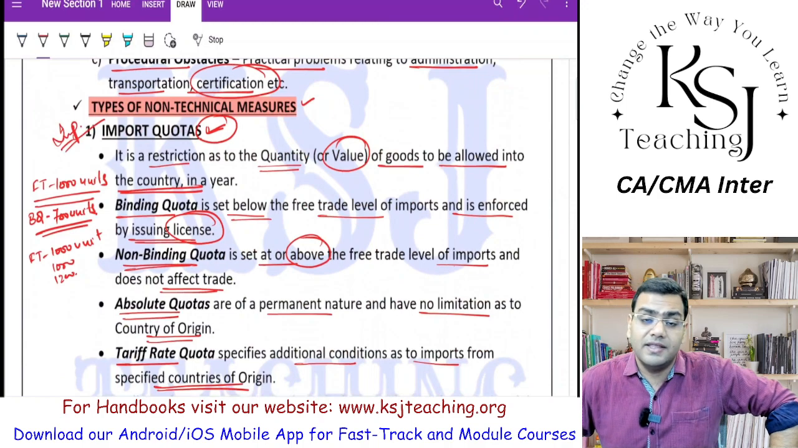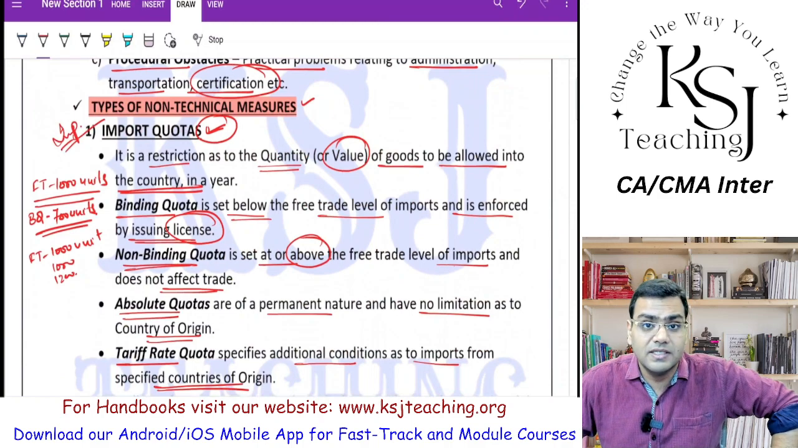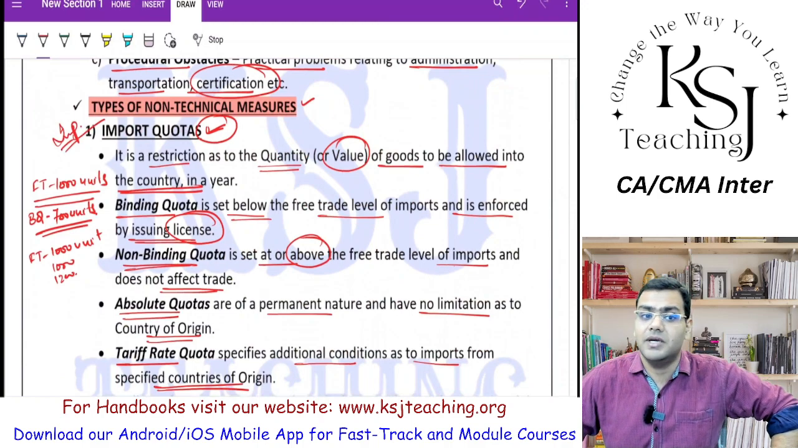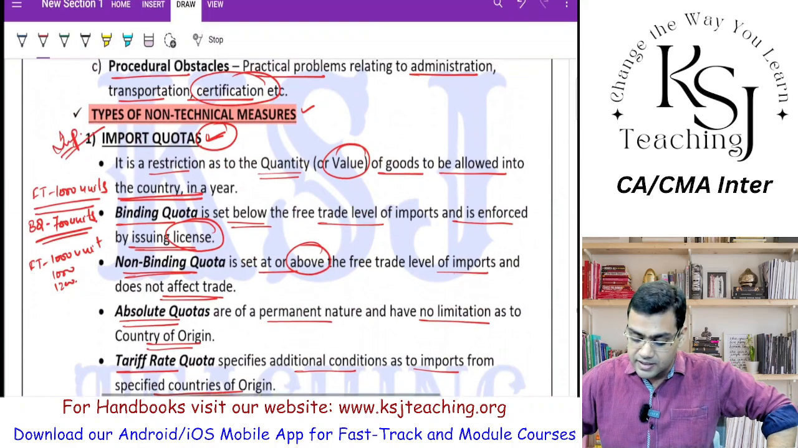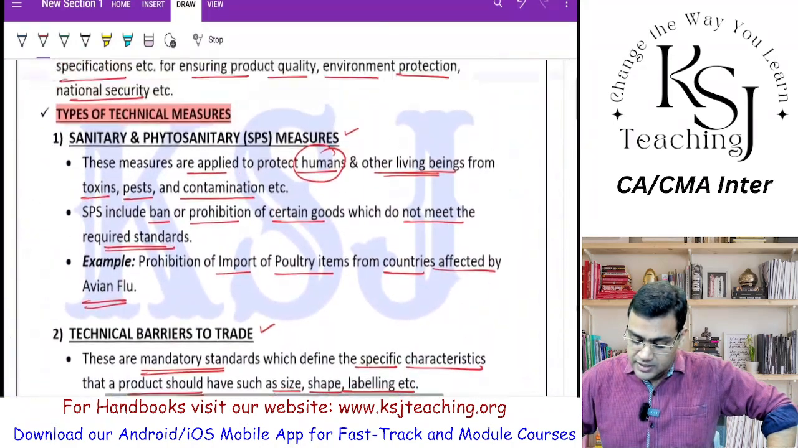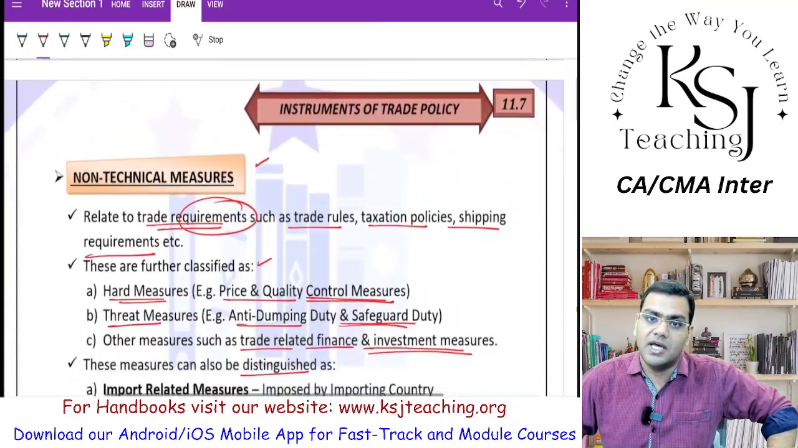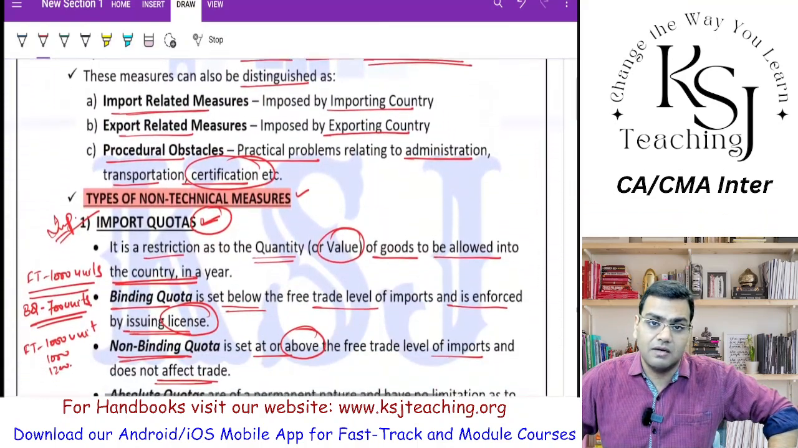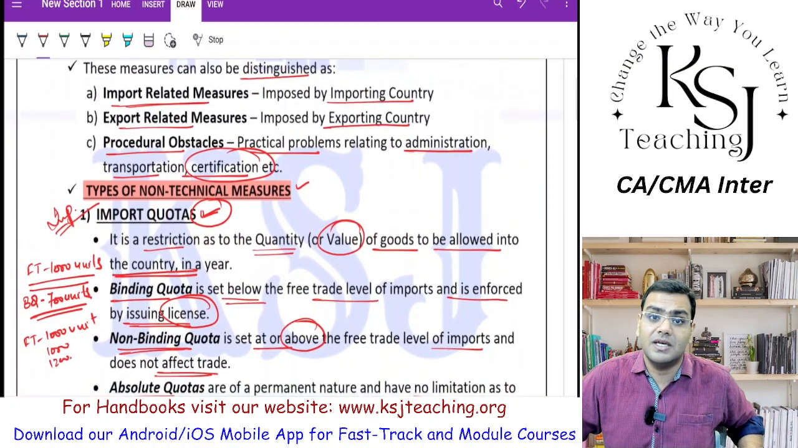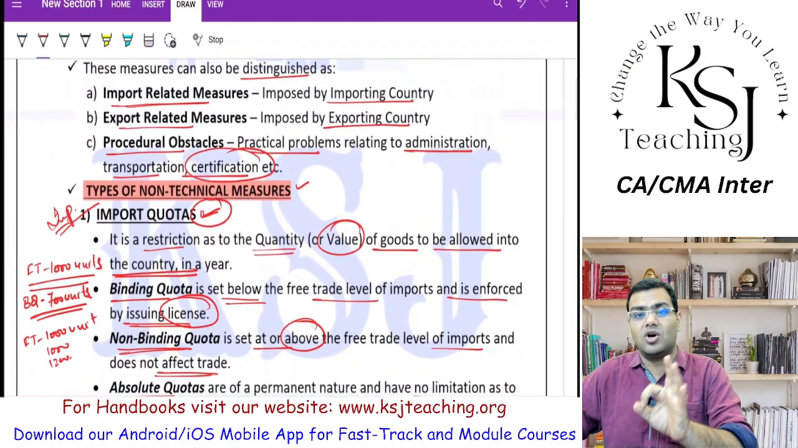In that you will have to mention one thing, that it is a part of the non-technical measures, right? It is a part of non-tariff measures and non-technical measures. Under the non-tariff measures, you have to specify that, because in that case the examiner gets to know that you have the complete knowledge of the topic.